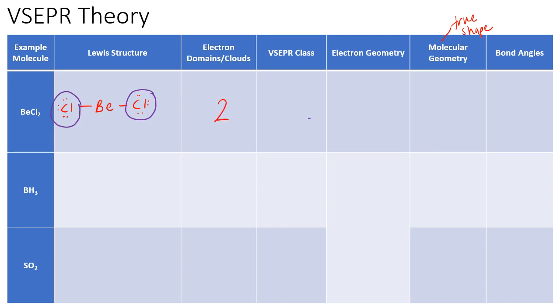Our VSEPR class would be an AX2 type molecule, A representing the central atom, X representing the 2 outer atoms. And for VSEPR class, we use a method known as the AX or AXE method, where A is the central atom, X is the outer atoms, and E is any lone pairs on the central atom.